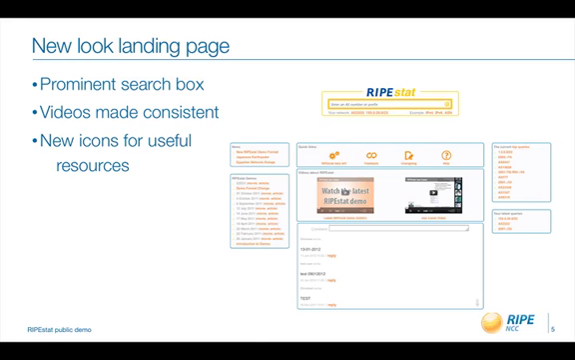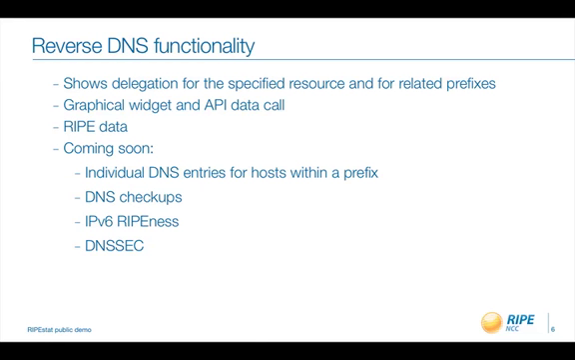and they're easier to use as well. So the reverse DNS functionality is a graphical widget and an API data call. It shows delegation for a given resource, so for a given prefix, and for related prefixes, so prefixes which are more or less specific. It's currently based on RIPE database data. Coming soon, we'll be adding individual DNS entries for hosts within a prefix. So this is based on a data set which will show individual host names with partially anonymized IP addresses instead of just showing you the delegation zones. The ability to actually check up DNS against real-world information, IPv6 ripeness integration, and DNSSEC.